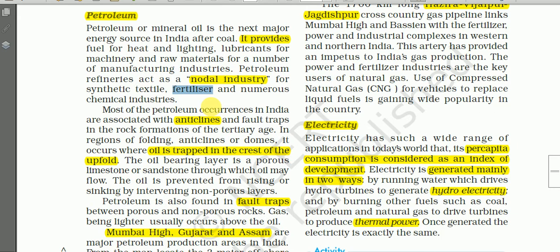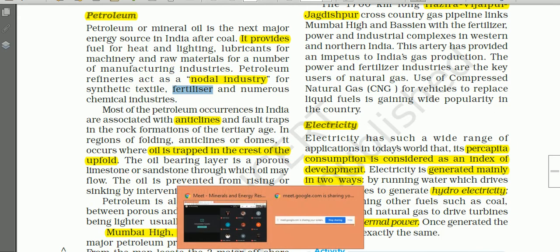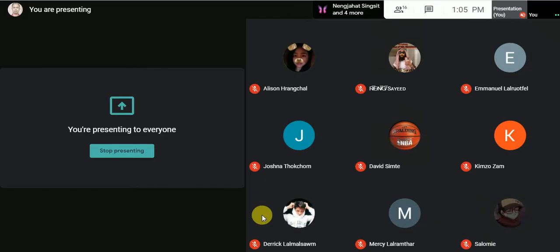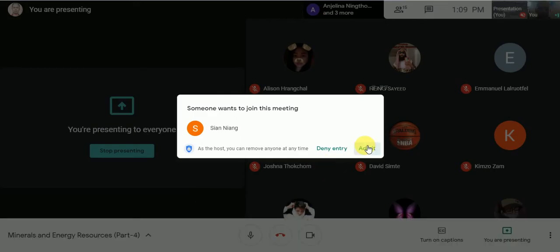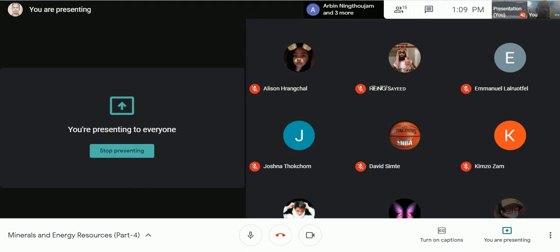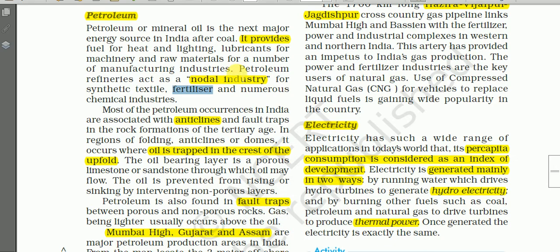Cosmetic items are also manufactured from the petrochemicals, like vaseline. Because of all these varied uses of petroleum, petroleum is known as liquid coal. So these are the uses of petroleum.